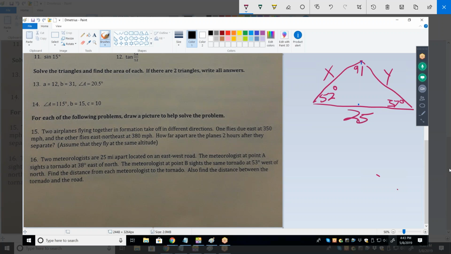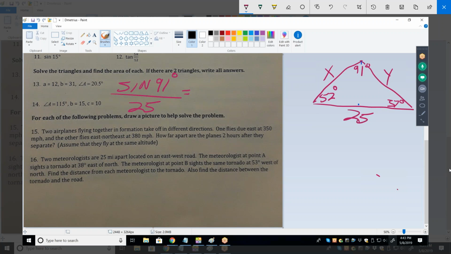Can we use the law of sines? What do we need to use the law of sines? We need one angle and its opposite side. That's it. Okay. So the first part of the equation is the sine of 91 degrees divided by 25. That gives us a ratio that is the same for every angle on this triangle.